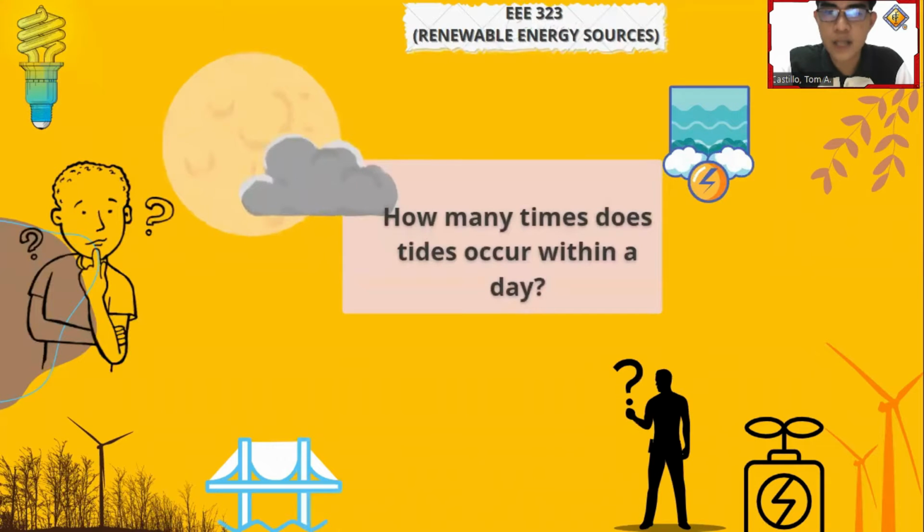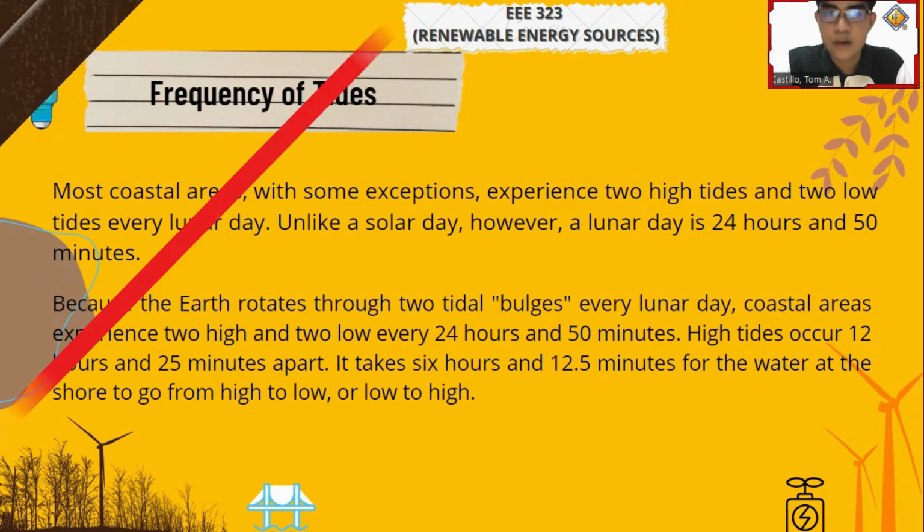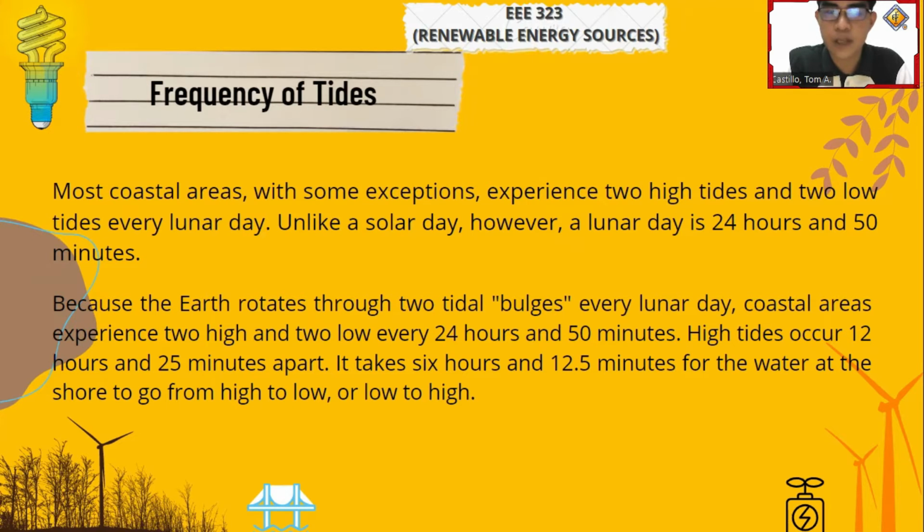Now, how many times do tides occur within a day? Most coastal areas, with some exceptions, experience 2 high tides and 2 low tides every lunar day, unlike a solar day. However, a lunar day is 24 hours and 50 minutes. Because the Earth rotates through two tidal phases every lunar day, coastal areas experience two highs and two lows every 24 hours and 50 minutes. High tides occur 12 hours and 25 minutes apart. It takes 6 hours and 12.5 minutes for the water at the shore to go from high to low or low to high.